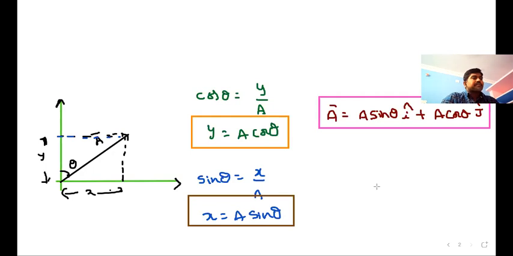Let me explain. With whatever axis the angle is made, that is the cos component. If it makes an angle theta with the x-axis, the x component is A cos theta. If it makes an angle with the y-axis, the y component is A cos theta. With whatever axis it is making the angle theta, that component will be the A cos theta component. So here the components are taken as A cos theta and A sin theta.